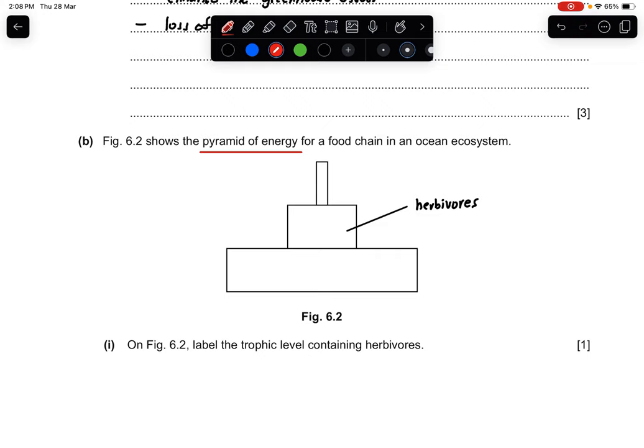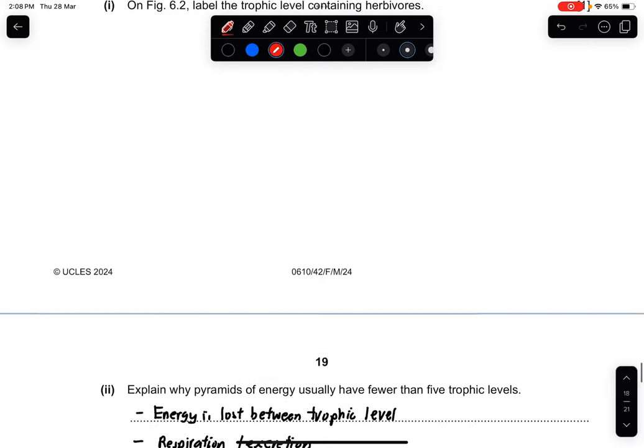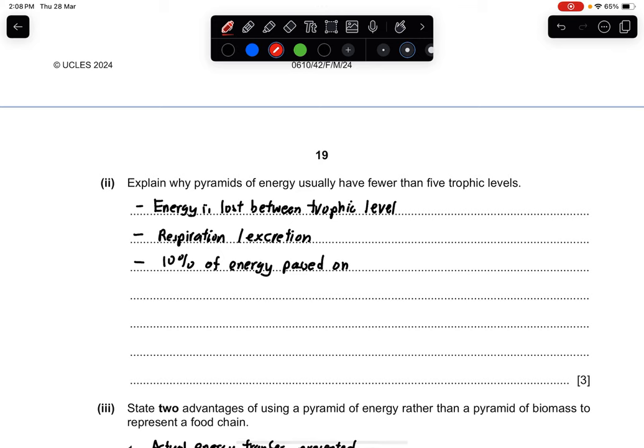Herbivores will be second. Okay, why? Because the herbivores eat the energy from the plants. And then as it goes higher and higher, less energy is received by that trophic level. So you can see very obviously that herbivores are in the second box. Okay? And part 2, why does the pyramid of energy usually have fewer than 5 trophic levels? This is a very common question, and you should know that energy will be lost between the trophic levels by so many metabolic processes like respiration, excretion, movement, egestion. And then you can also add that only 10% of the energy is transferred from one trophic level to another. 3 marks, that's it.